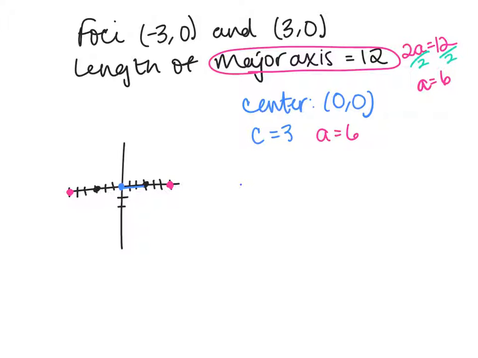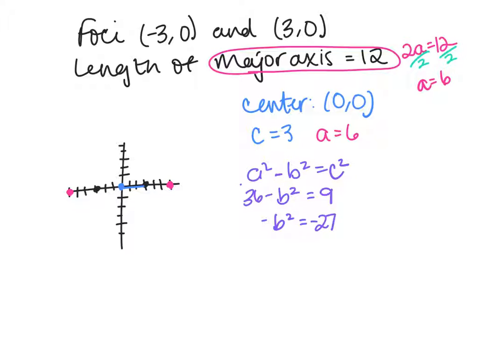So now the last piece we need is B, because we need to know how far up and down this ellipse will go. So here's where we just need to use that equation. We know A squared minus B squared equals C squared. So 36 minus B squared equals 9. Go ahead and subtract your 36 over. Negative B squared equals negative 27. Cancel out the negatives. So B squared is 27.